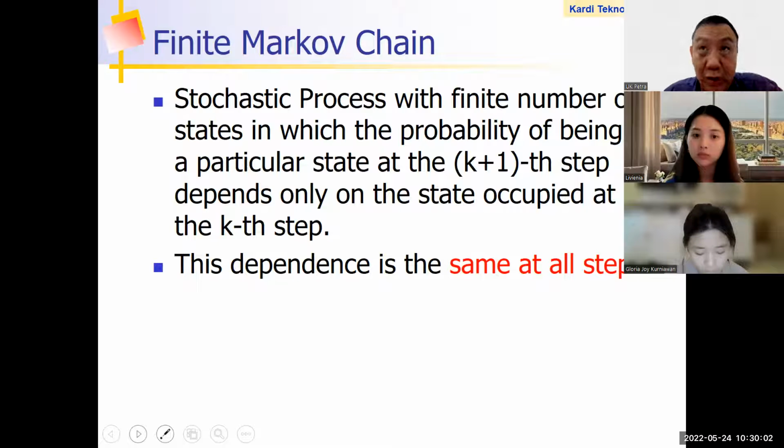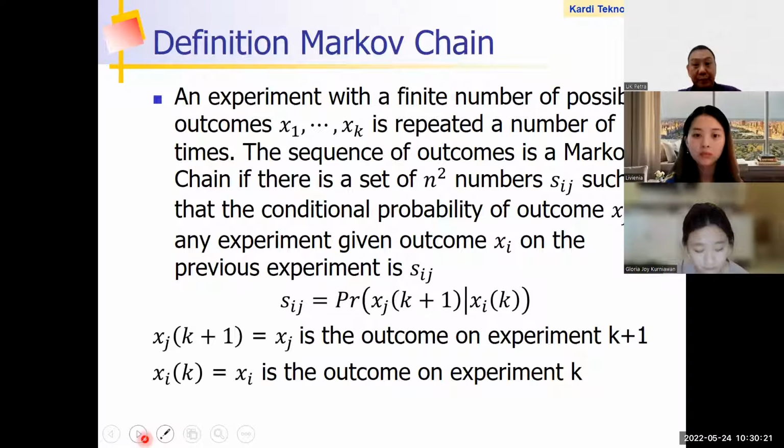When you ask, can I make it depend on time? Yes, you can, but we don't discuss it in our class. In reality, yes, you can. Say for your research, for your thesis, or for your project, you can use that. But not in the lecture.